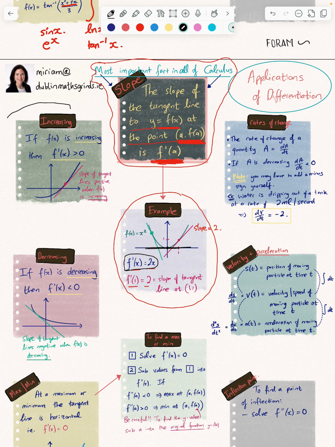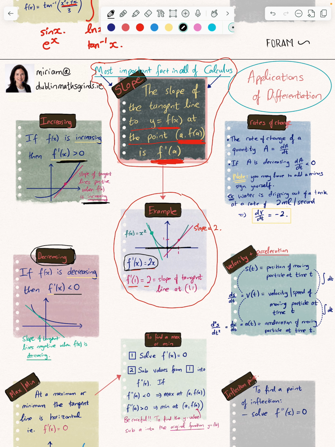But coming back up here to the top left, increasing: the derivative can tell us something about the function. So if a function's increasing, then the tangent line has a positive slope, i.e. the derivative is greater than 0. Function increasing, you know the tangent line should have a positive slope, and we know that the slope of the tangent line is given by the derivative, so the derivative is positive.